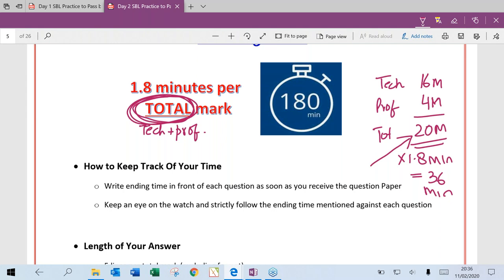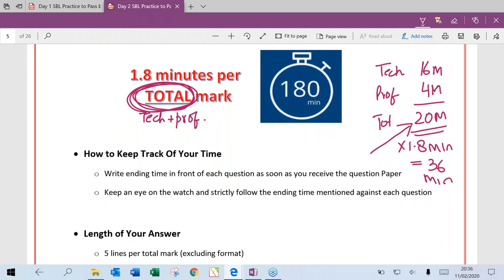Now, how do we keep track of our time? That's a big thing. So we know we need to spend 36 minutes on the SFA question, but the bigger problem is once we are writing, we are in the flow, we lose track of time. And by the time we realize, it's already 5-7 minutes over. So the important thing is, how do we keep track of the time?